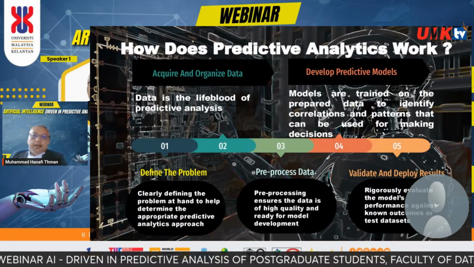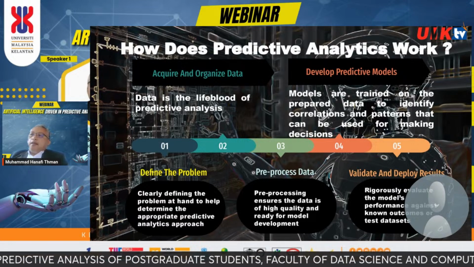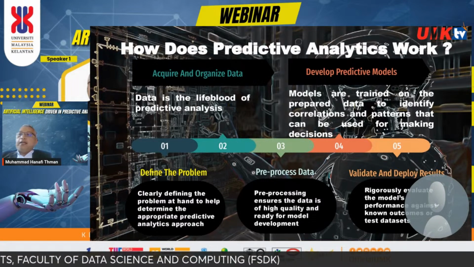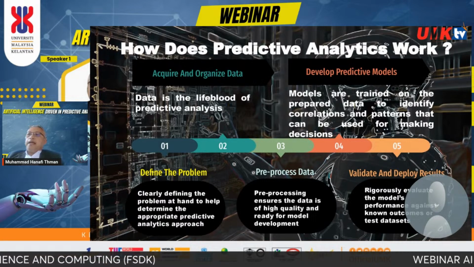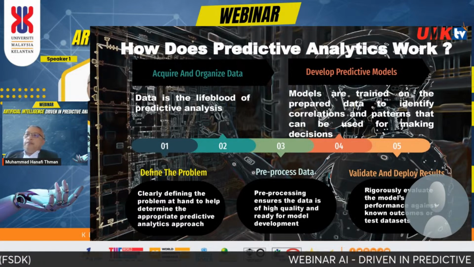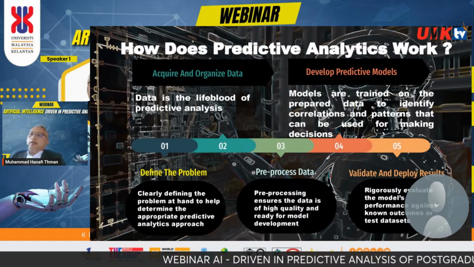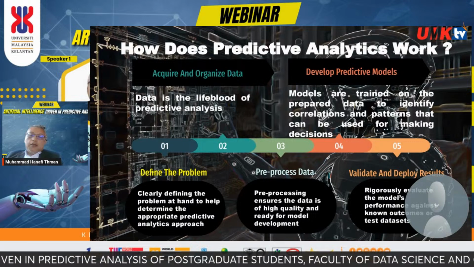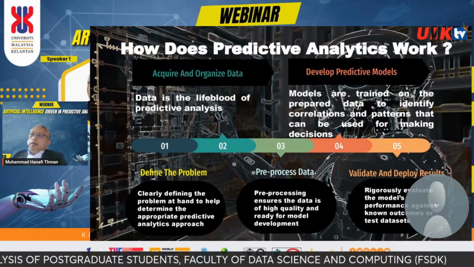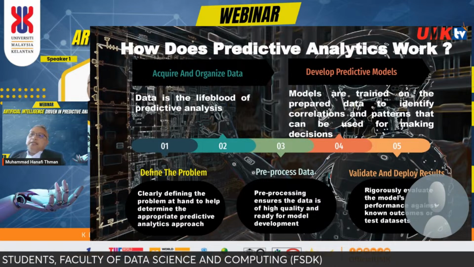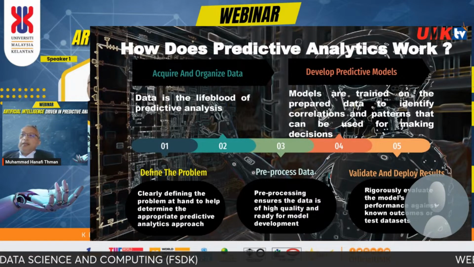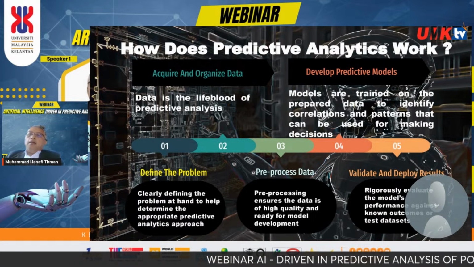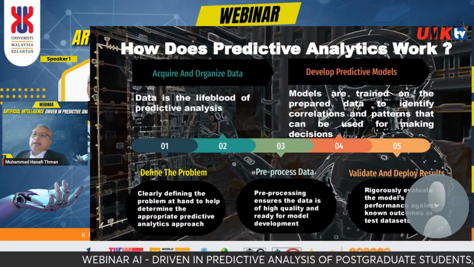Okay, the third one is pre-processed data. Okay, pre-processed data is an ideal state for analysis before developing predictive models. Okay, the data needs to be processed properly, and it involves cleaning the data to remove any kind of anomalies, handling missing data points.